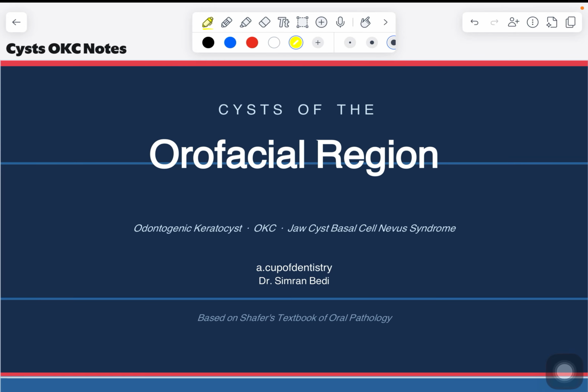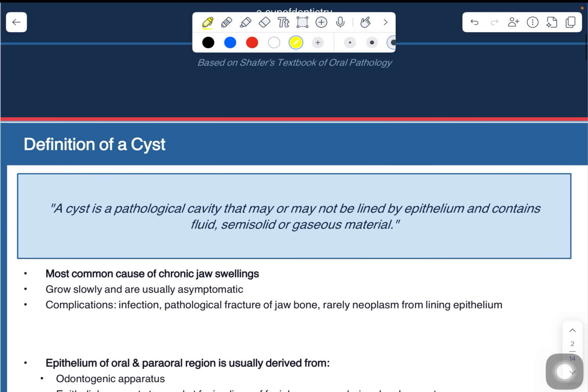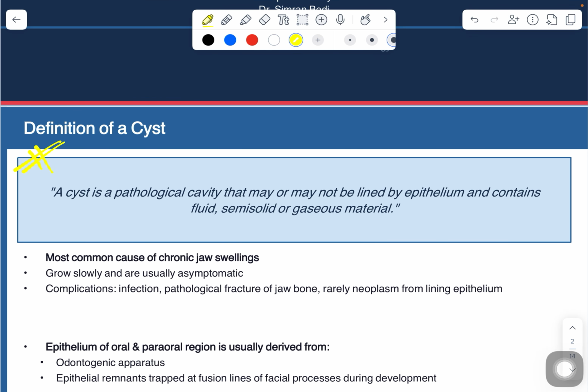Hi, so today we will be starting with this topic, cysts of orofacial region. So basically what is a cyst? Let's start with the definition. Cyst, what is a cyst?